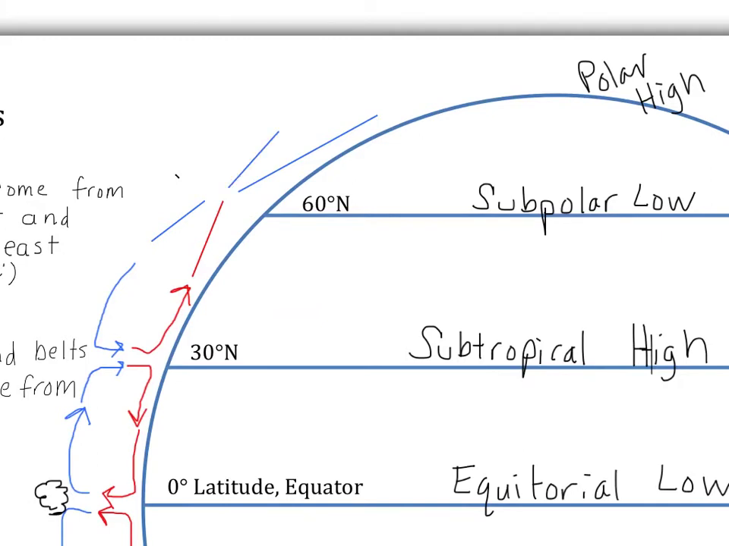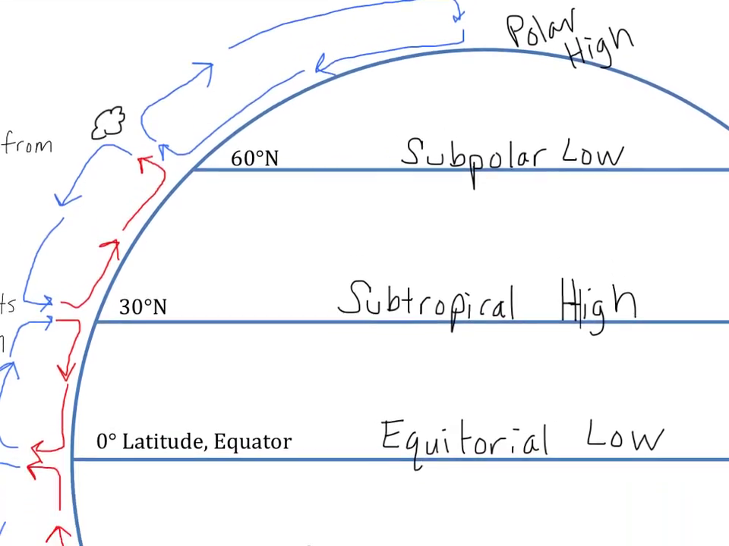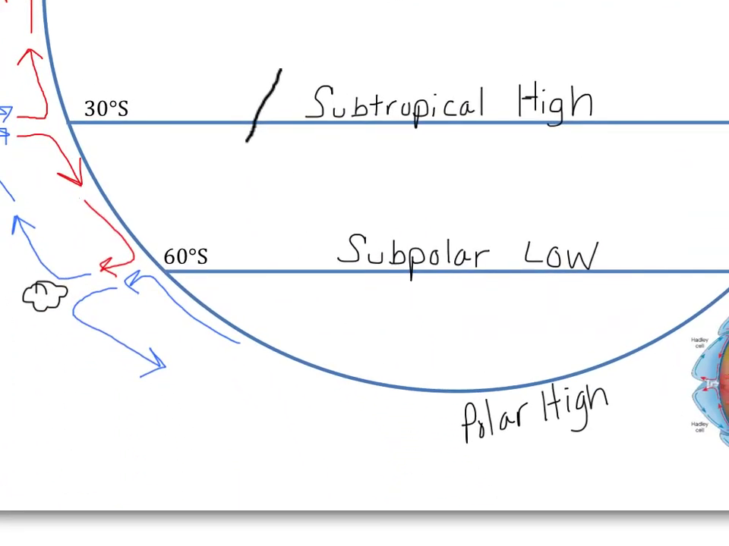And then the final set of arrows will be for the polar high, which being a high pressure area, the air will sink at the poles. It's definitely cold air. Well, I'm sorry, no, it does not get colder as it sinks, but it sinks, it stays cold, and then travels along the surface. And down here at the South Pole.